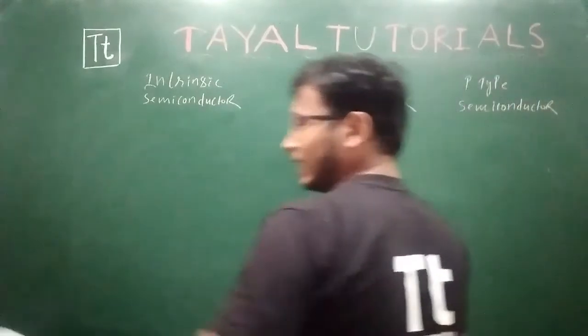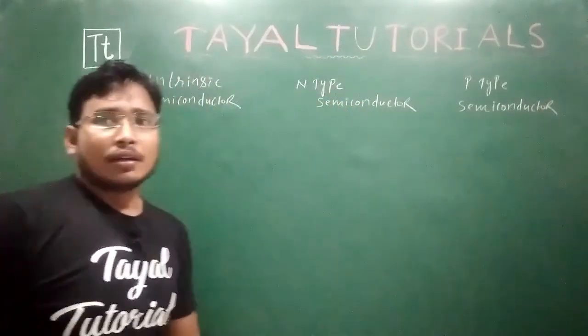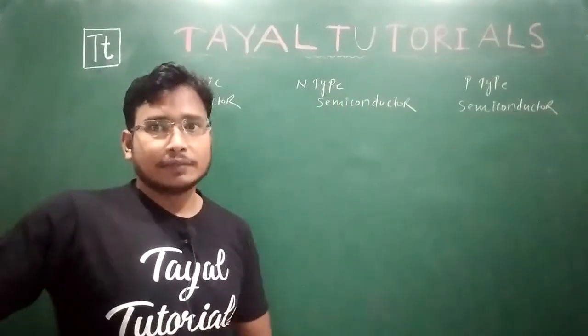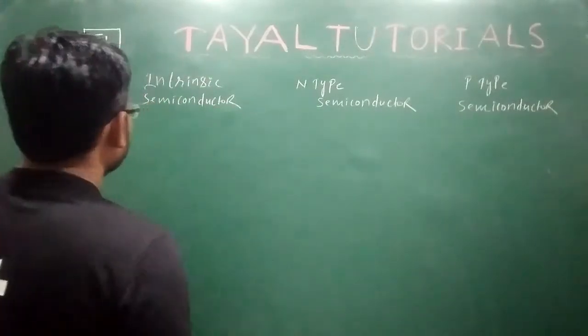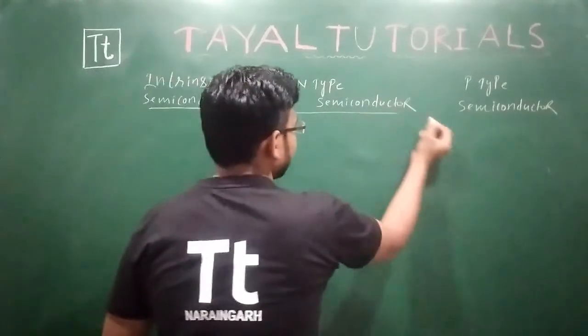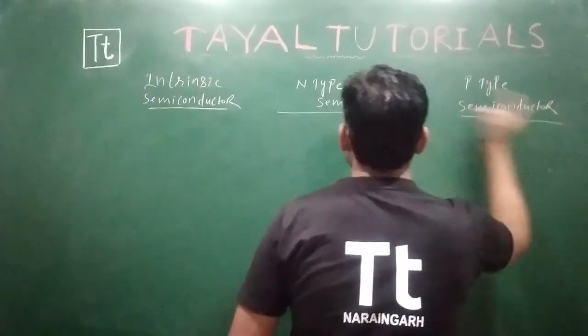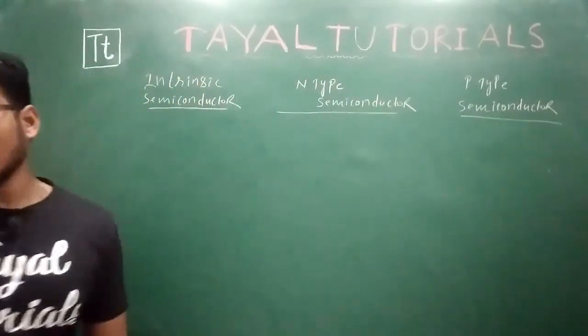We will see how the electron will go from valence band to conduction band when the impurity is getting added. Okay, so let's start at the first. This is N-type and this is P-type. N-type will form when the pentavalent is added, P-type will form when trivalent is added.